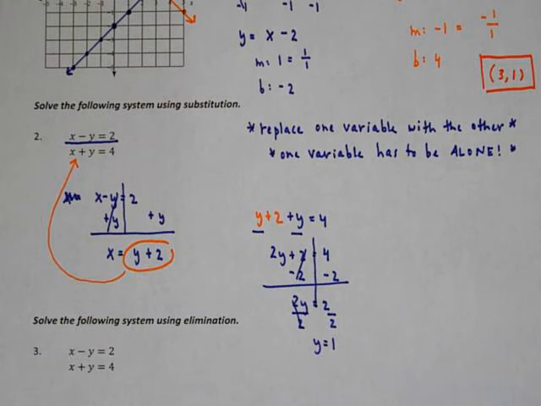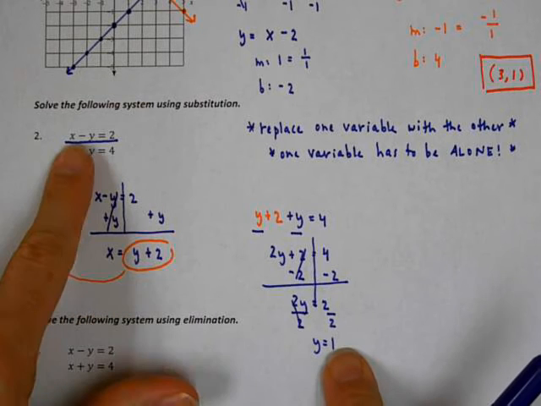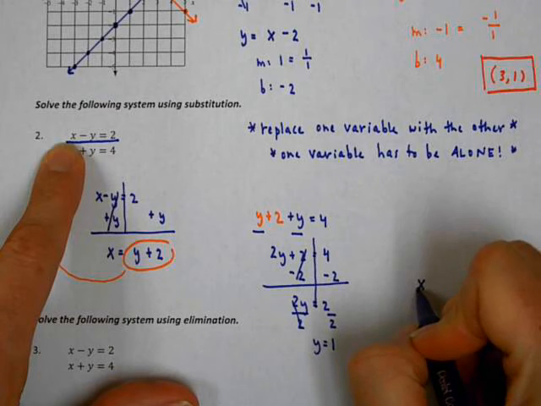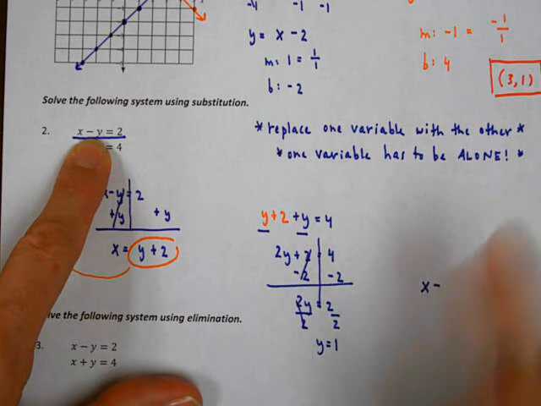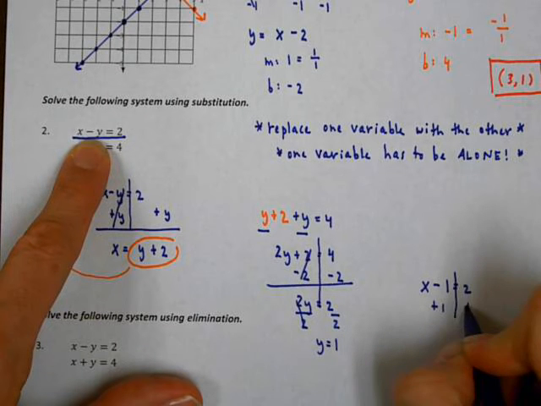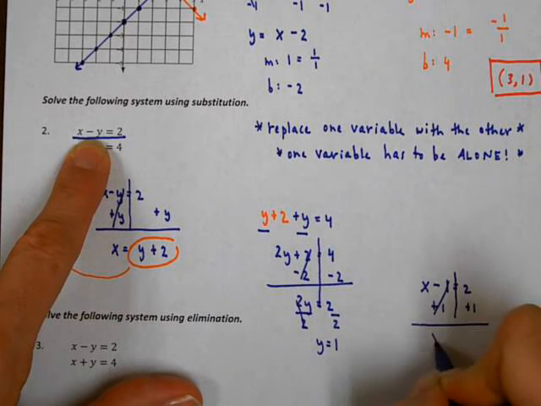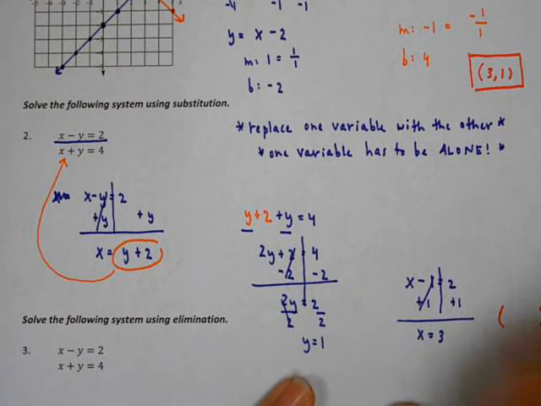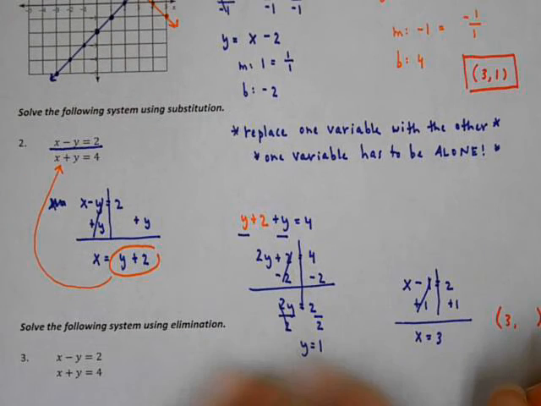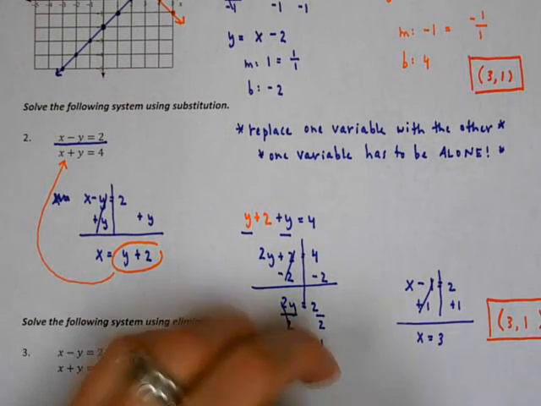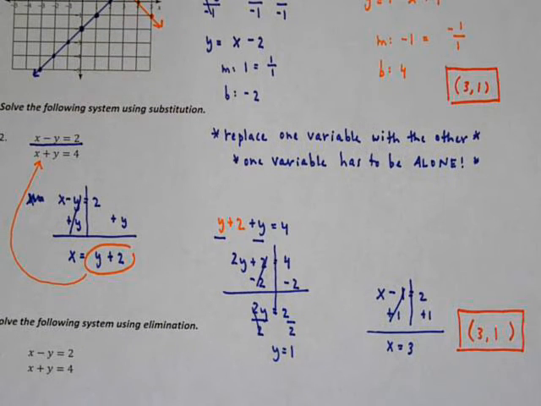So now that I know what y is equal to, I can take that in either equation and I can replace y. So now I have x minus, well, instead of y, I'm going to put 1, and that's equal to 2. I can add 1 to both sides, and I get x is equal to 3. So now my solution, I know, is an ordered pair. My x coordinate comes first, which is 3. My y coordinate comes second, which is 1. And so you notice our solution is the same as when we did it by graphing.